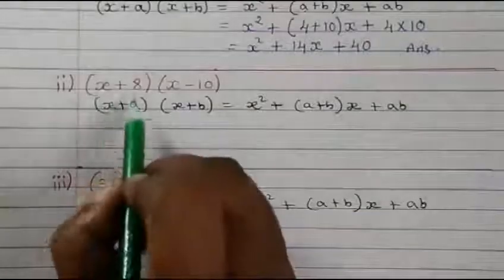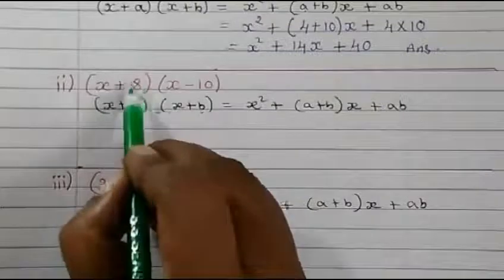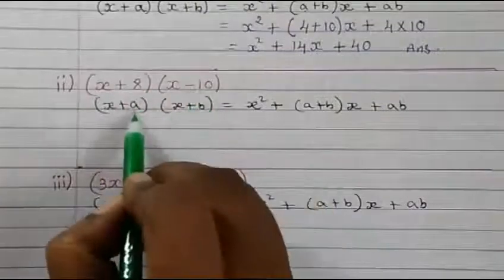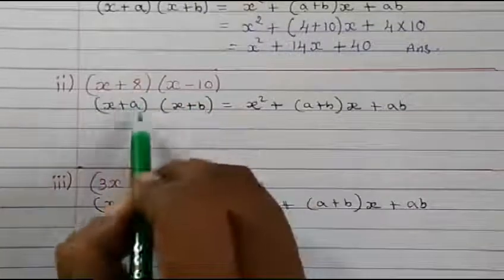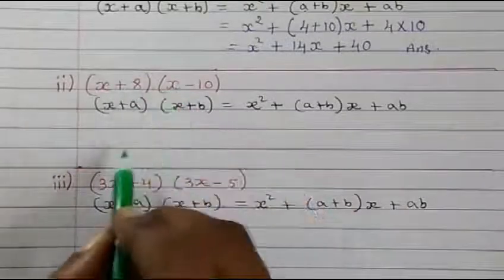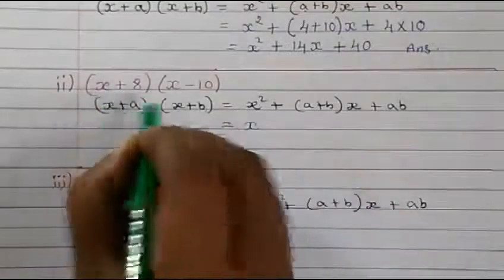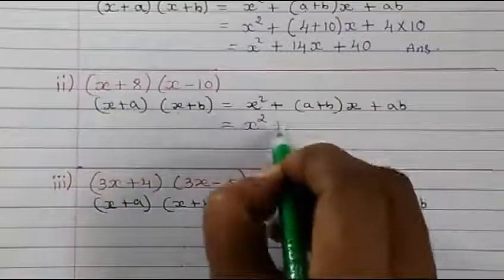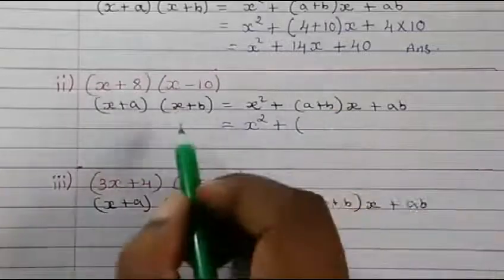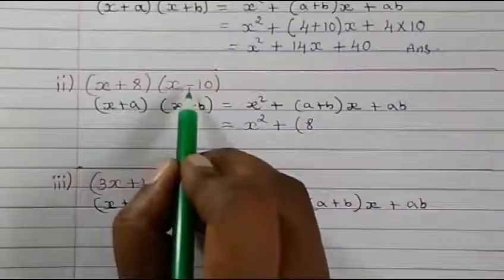The second one is done the same way. The same identity is suitable, because on both sides we have x, and then we have different numbers here, so a here and b here. These are different numbers, so this is a suitable identity for this sum. Let's use it the same way. In place of x we have x only. So we write x square plus, in place of a we have 8.